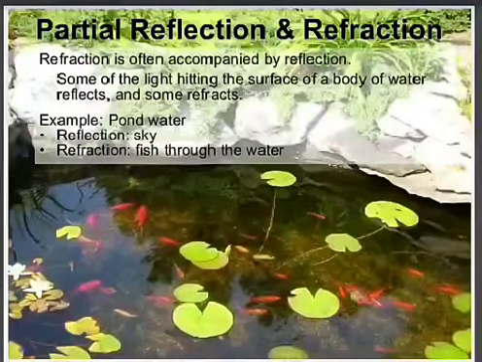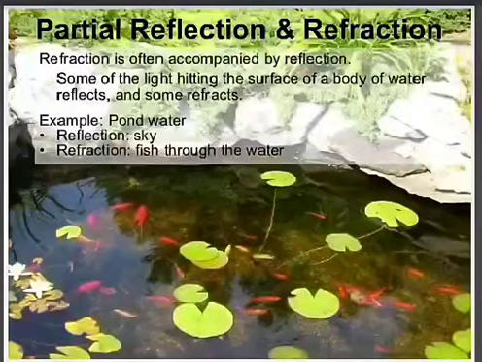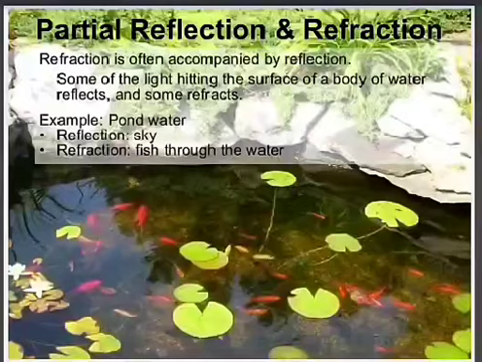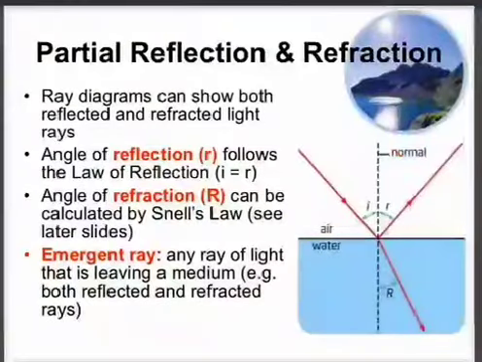Partial reflection and refraction. So in this case, reflection and refraction both will take place, as you can see in the diagram. Now you can see here, there is water and air, both are transparent media. The light is incident towards the water surface. Part of it is reflected, that is, reflection is taking place. The other part has gone inside the water.